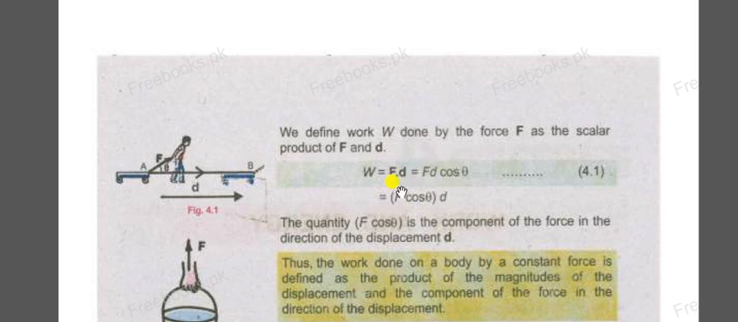It can also be written as F dot d, as we have earlier discussed in the scalar product or the dot product of two vectors, in which we have defined the scalar product mathematically as the product of the magnitude of a vector and the component of the other vector along this vector. So work is defined mathematically as W is equal to F dot d, Fd cos theta, and this is equal to F cos theta d, meaning the component of force along d.